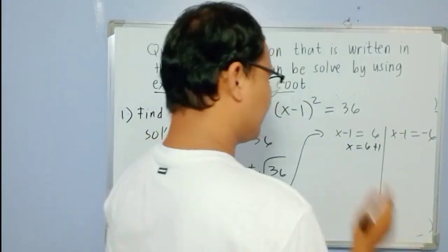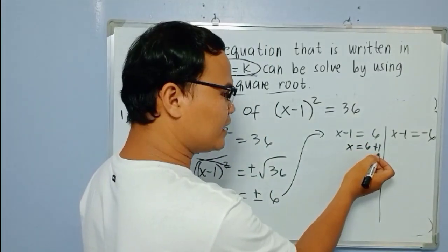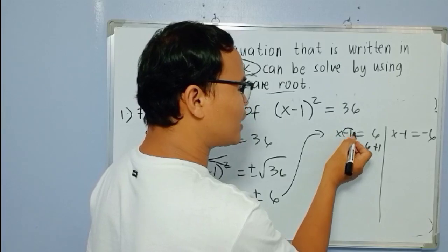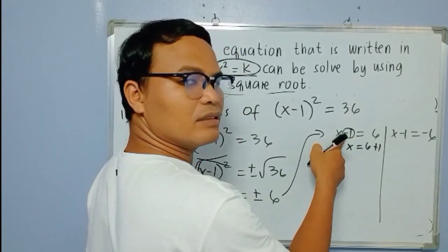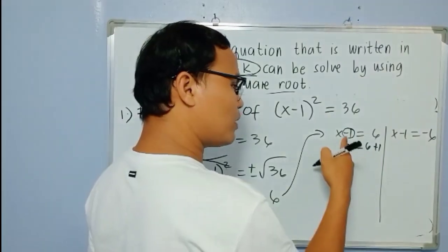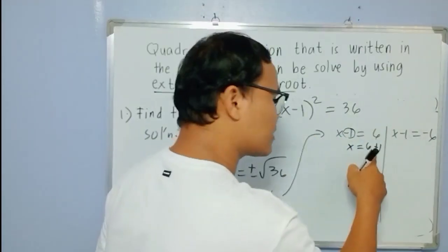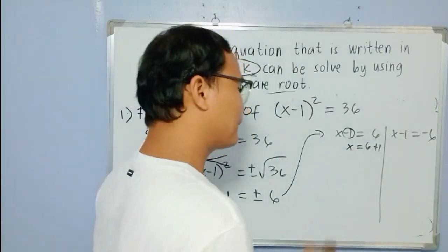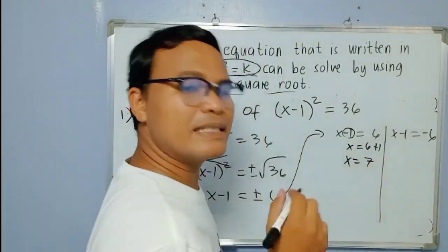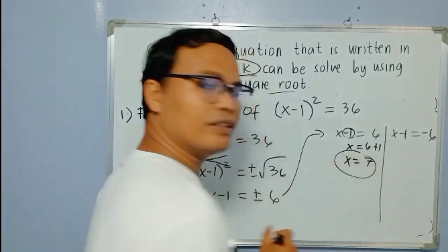No? So, 6, copy 6 plus 1. Okay? Sir, bakit nagiging plus 1 yan? Ibig sabihin dito, nag-transpose po tayo negative 1 to the right side of the equal sign. So, pag nag-transpose, again, as I said, mache-change yung sign niya. Okay? What is 6 plus 1? The result is 7. So this is now one of the values of x.